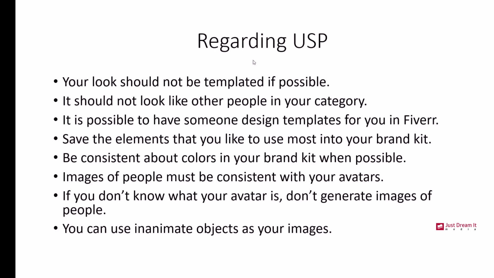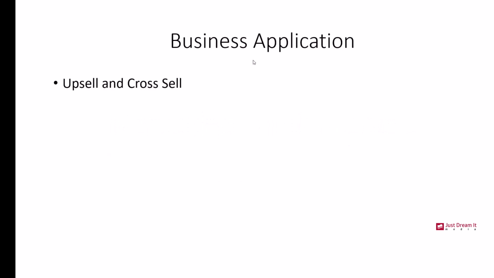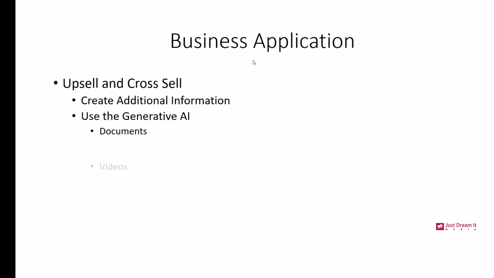Okay, let's talk about some marketing fundamentals. In terms of upsells and cross sells, you can now take your Canva iteration and create additional information products. You can use a generative AI, and I would make sure that it definitely is still going to be something that's original. You can create documents, videos, and audios with the generative AI.